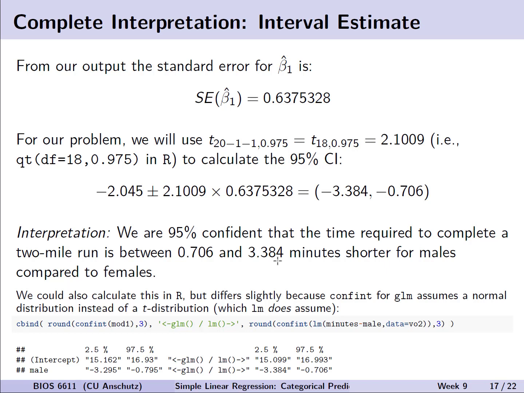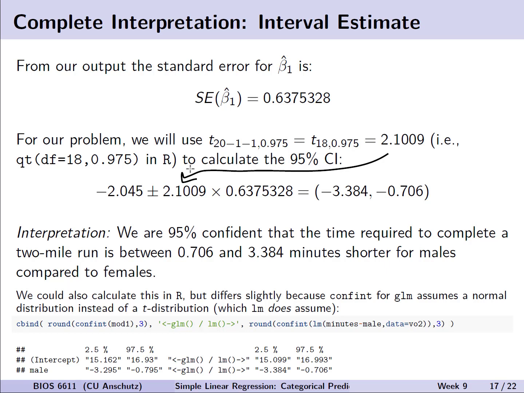From the table we saw a few slides ago, the standard error for beta 1 hat was 0.6375. For our problem, again, we can use that critical value of our t-distribution with n minus p minus 1 degrees of freedom, and we see we get 2.1009, which we can then plug in here to our point estimate plus or minus that critical value times the standard error, which gets us our interval estimate that we are 95% confident that the time required to complete a 2-mile run is between 0.706 and 3.384 minutes shorter for males compared to females.